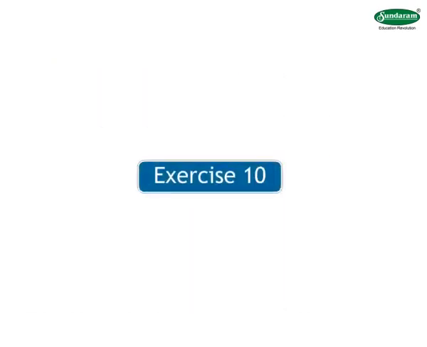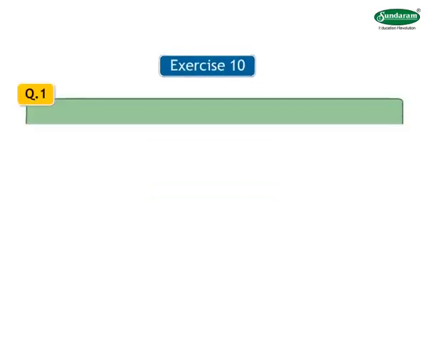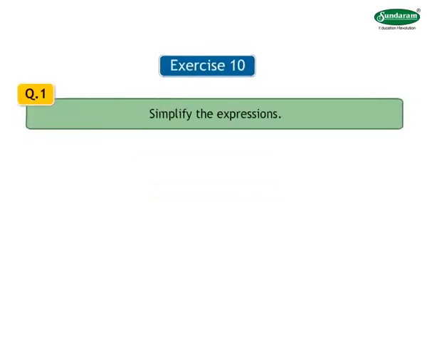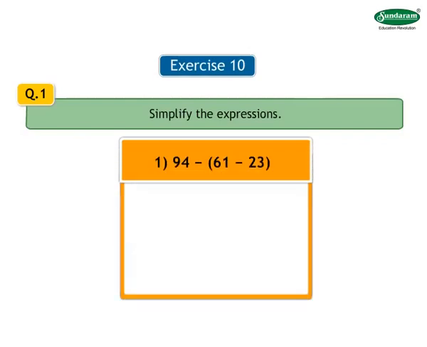Let us now solve Exercise 10. Question 1. Simplify the expressions. Number 1. 94 minus (61 minus 23). Solution. We will first subtract 23 from 61. We get 94 minus 38 equals 56.